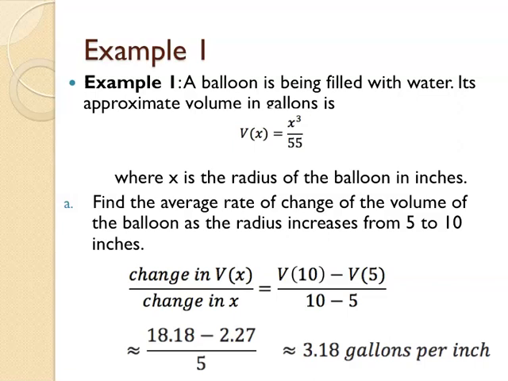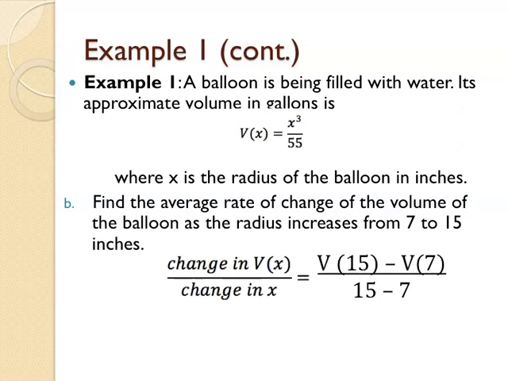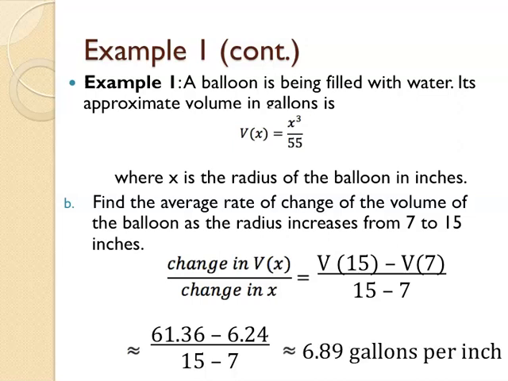Let's look at what happens as the radius changes from 7 to 15. We do the same thing, but now A is 7 and B is 15. So this is v of 15 minus v of 7 over 15 minus 7. v of 15 is about 61.36, v of 7 is about 6.24, and 15 minus 7 is 8. Divide those, and we get approximately 6.89 gallons per inch.